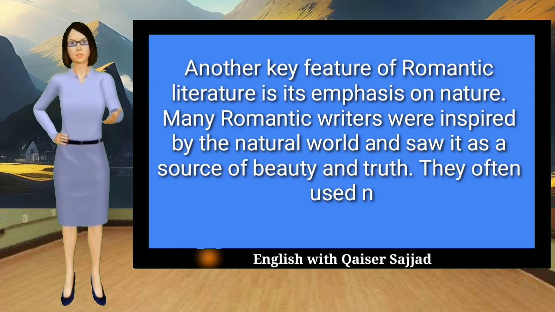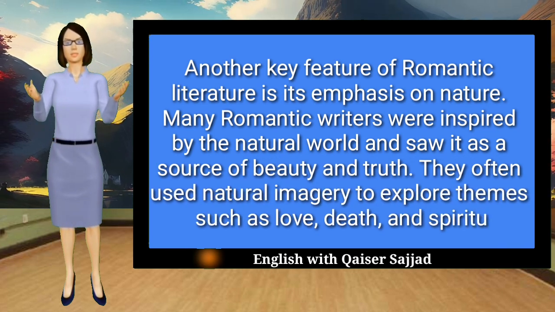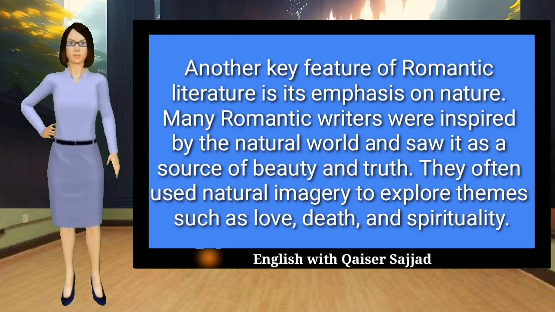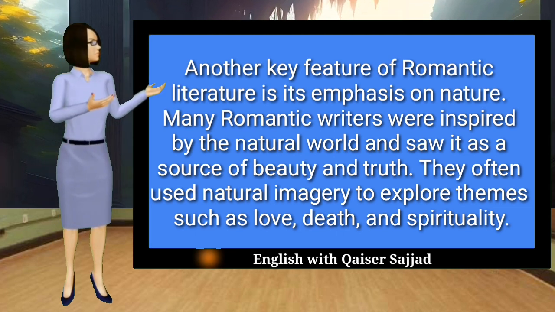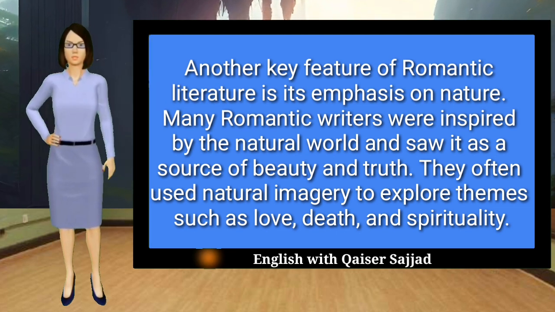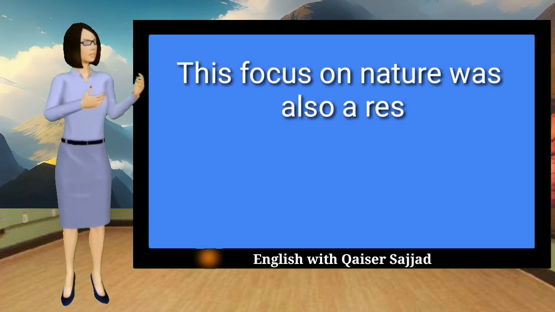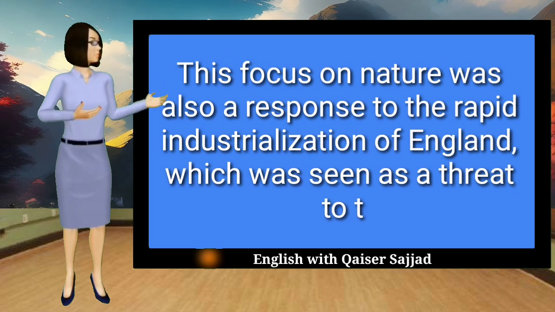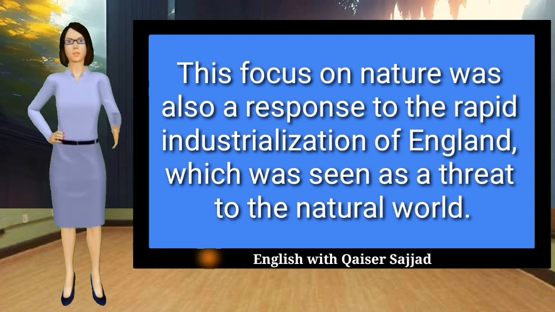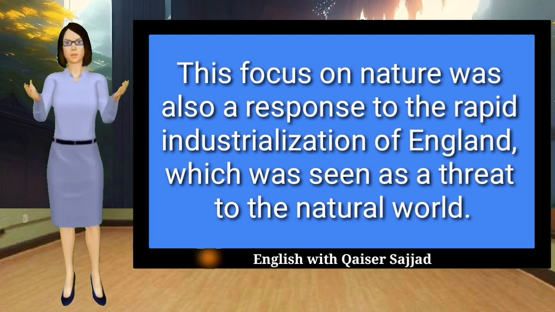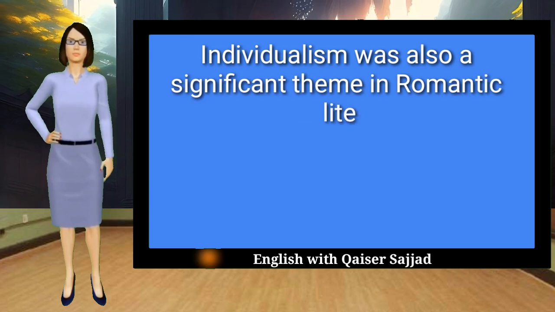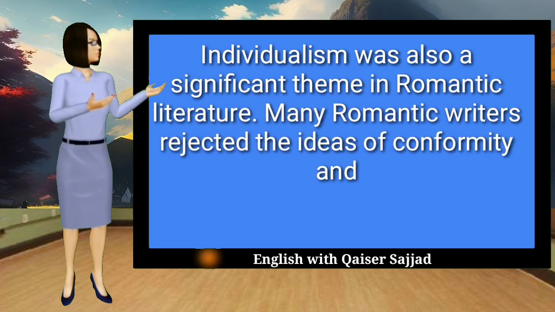Another key feature of Romantic literature is its emphasis on nature. Many Romantic writers were inspired by the natural world and saw it as a source of beauty and truth. They often used natural imagery to explore themes such as love, death, and spirituality. This focus on nature was also a response to the rapid industrialization of England, which was seen as a threat to the natural world.